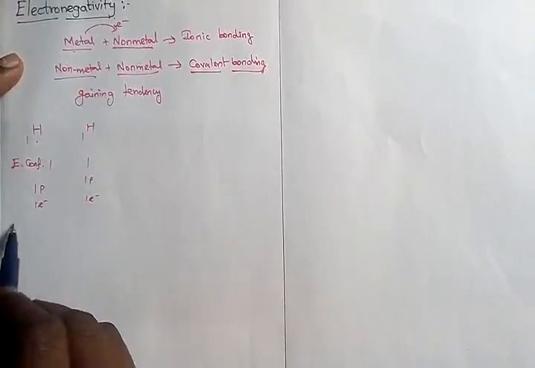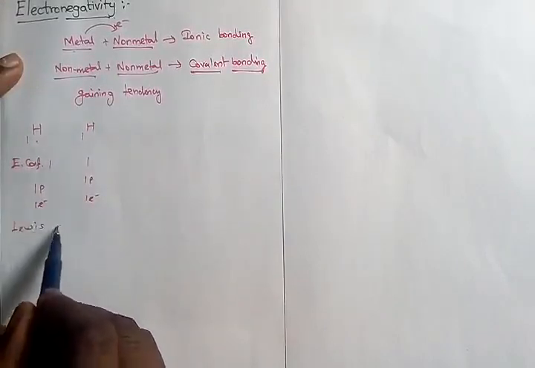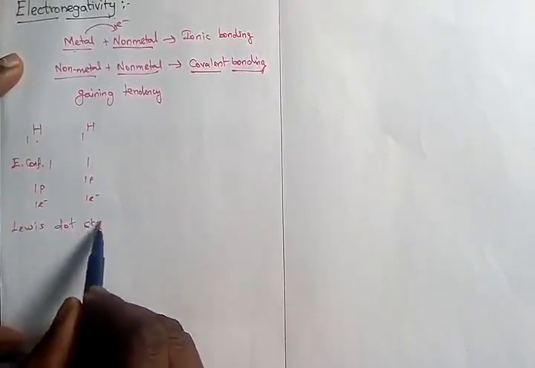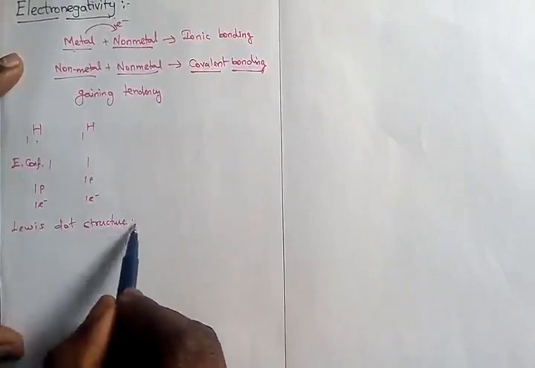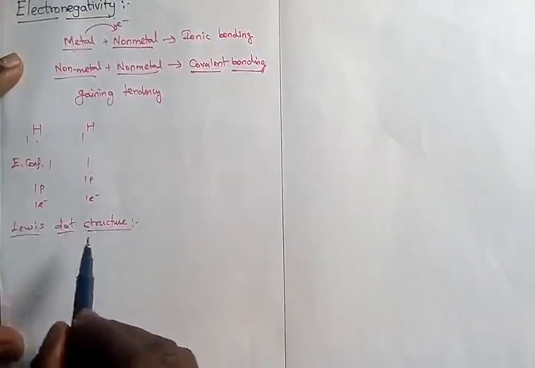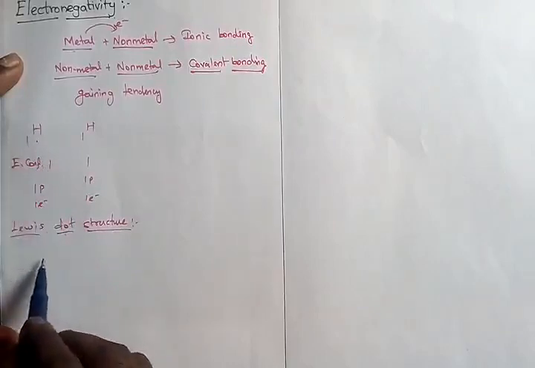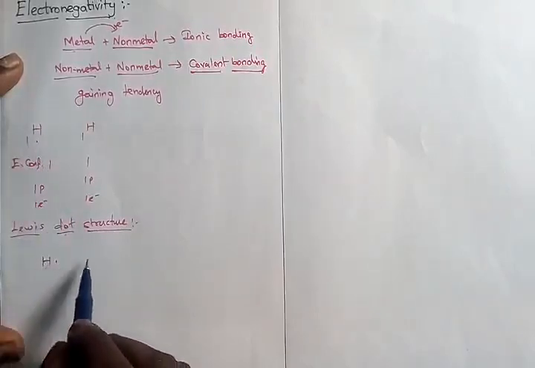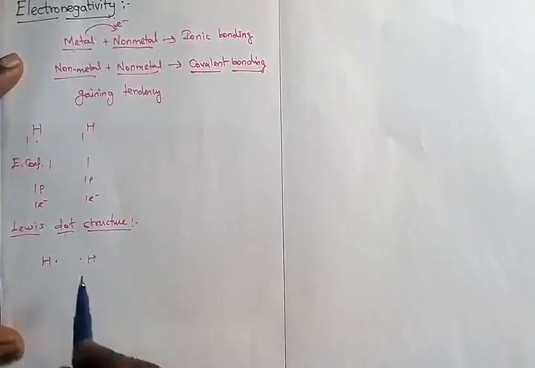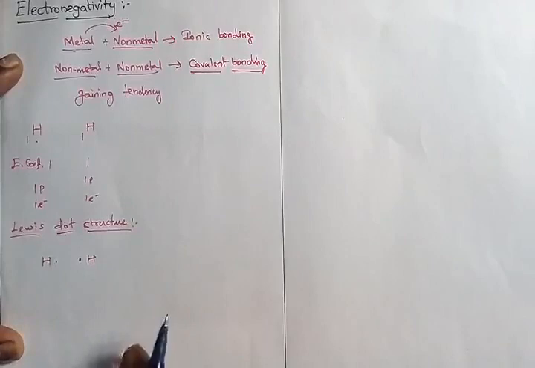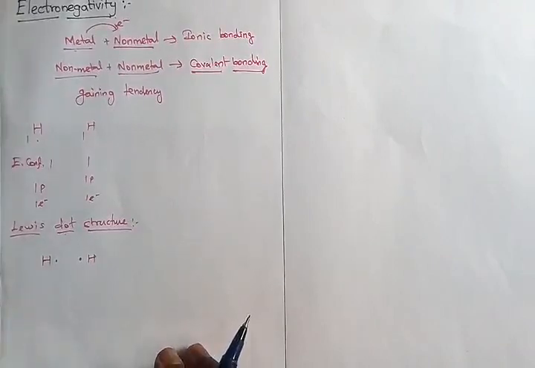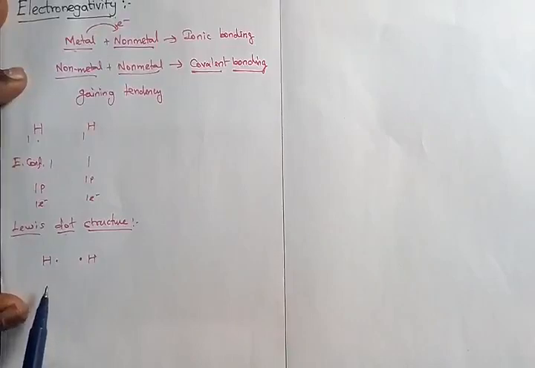When these two non-metal atoms bond to each other, what happens? We already studied the Lewis dot structure, so we will write it for this. Lewis dot structure mentions only the outermost electrons. For hydrogen, it has only 1 electron. So the Lewis dot structure is like this for both the hydrogens. The K shell of the hydrogen has only 1 electron, but the maximum capacity is 2.